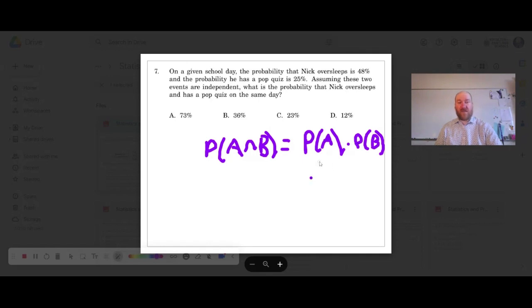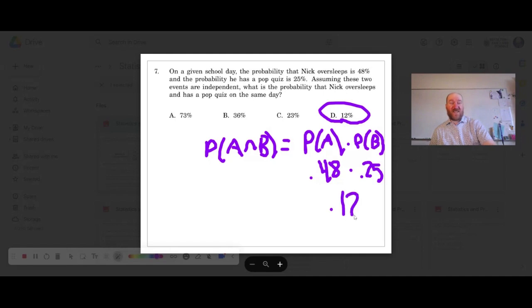So Nick's oversleeping probability is 48%, or 0.48. Nick's pop quiz probability is 25%, or 0.25. Just multiply those, and that's the probability of both things happening. That works out to be 0.12. That means there's a 12% chance that Nick will sleep in by mistake and he'll have a pop quiz.